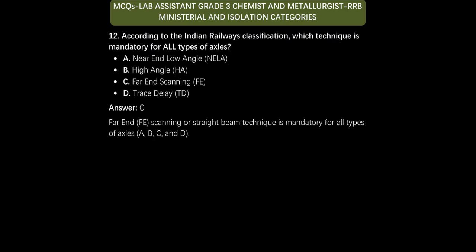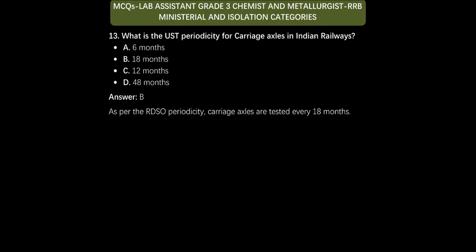According to the Indian Railway classification, which technique is the methodology for all types of axles? Option C, far end scanning. What is the UST periodicity of carriage axle in Indian Railway? Option B, 18 months.